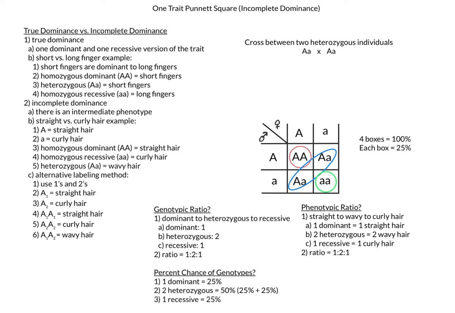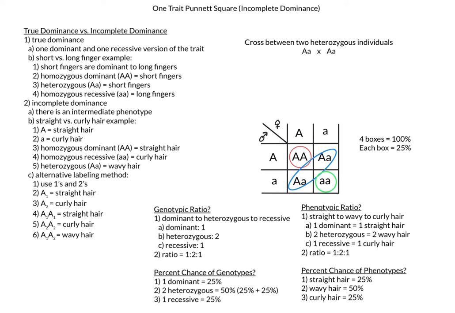We can then ask about the percentages of each phenotype. And since both the phenotypic and genotypic ratios are the same, we get the same percentages again. So our dominant or straight hair individuals will be 25%. Our heterozygous or wavy hair will be 50%. Our recessive or curly hair individuals will be 25%. Again, we can make sure it adds up to 100% to check our math. Let's go ahead and reset our square so that we can do another example.